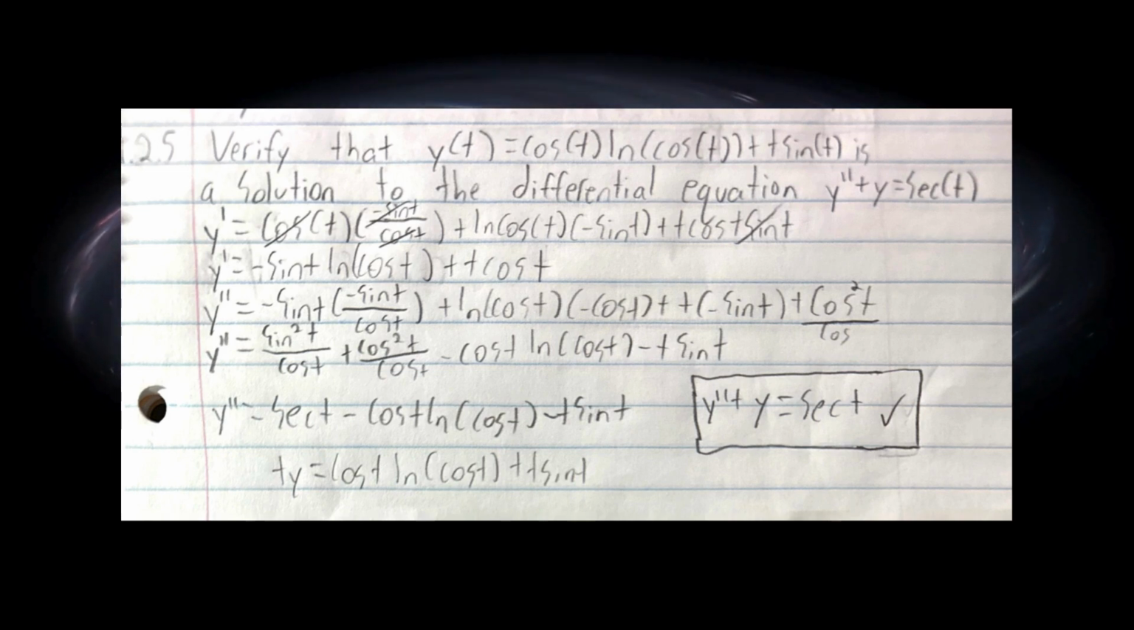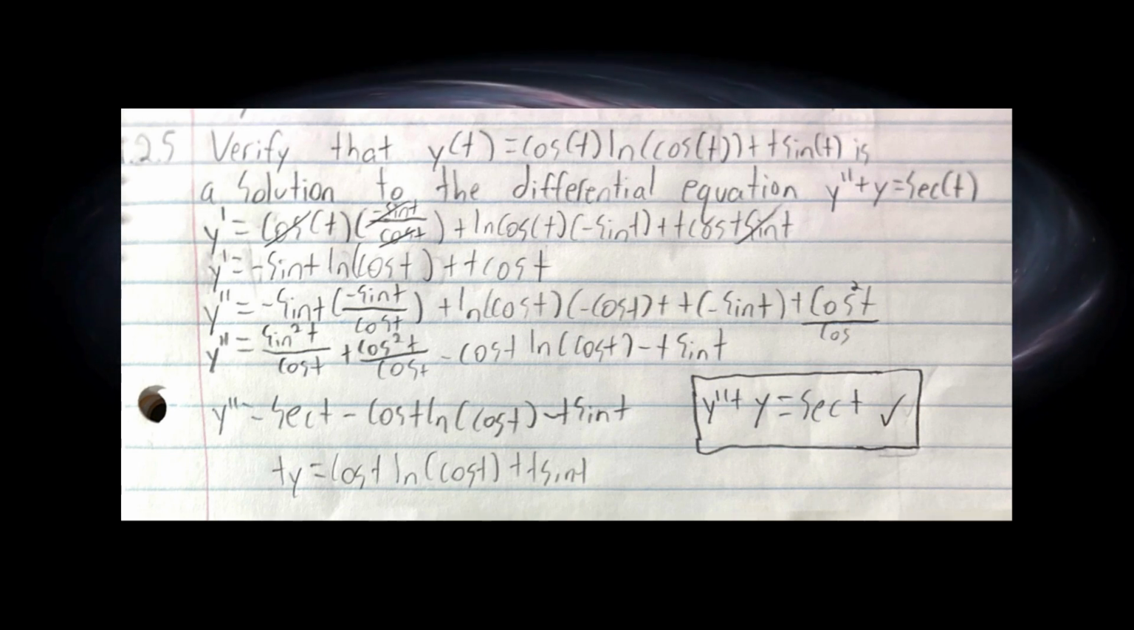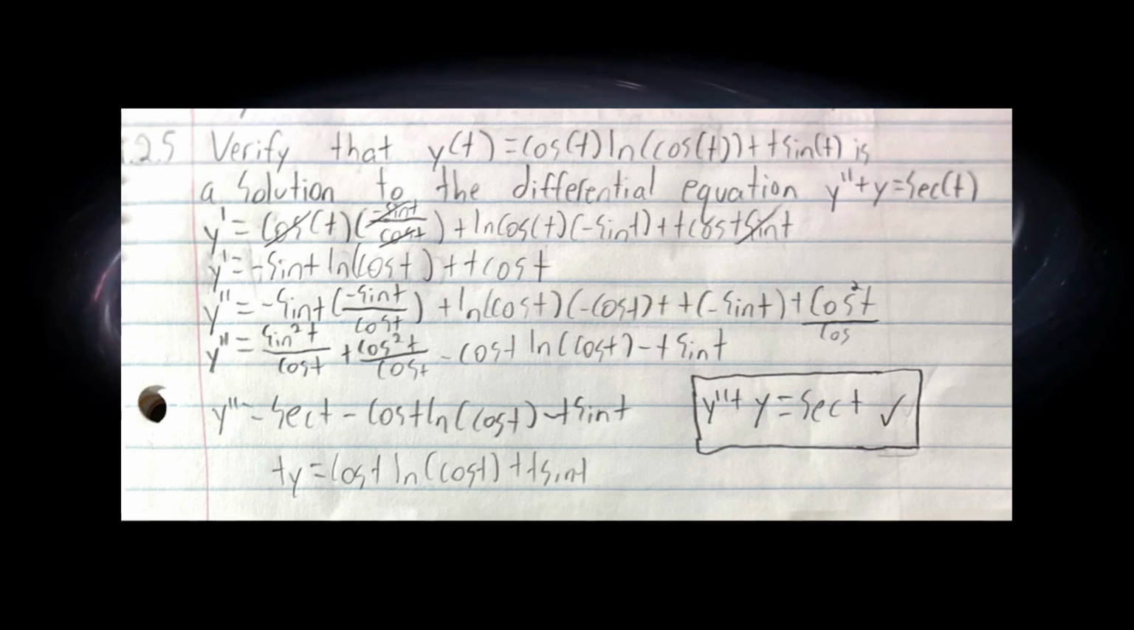So now let's do a much harder example than that first one. We need to verify that y of t equals cosine of t, ln cosine of t plus t sine of t is a solution to the differential equation y double prime plus y equals secant of t. So this equation is obviously going to be much harder. It's going to involve trigonometry, product rules, and a chain rule.